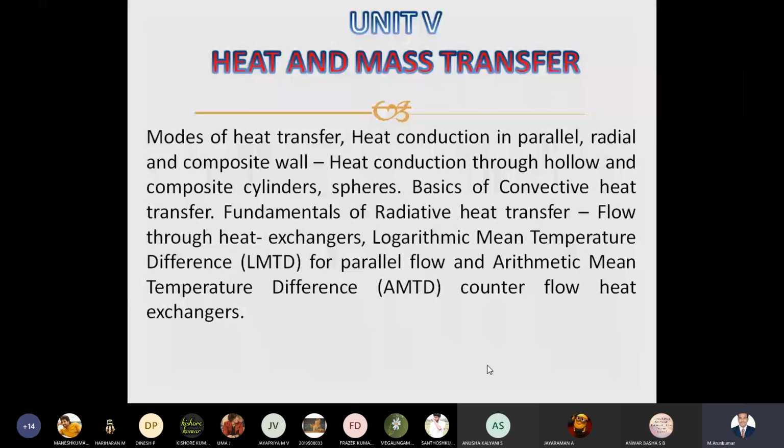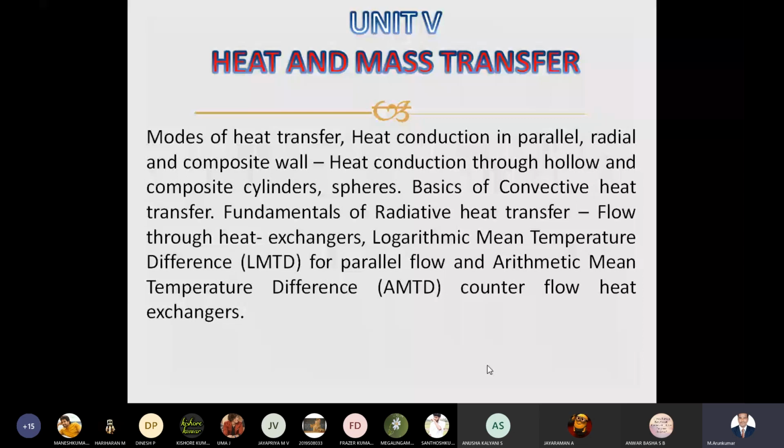Then the second part is flow through heat exchangers. In that, we have to find the LMTD, that is logarithmic mean temperature difference for parallel flow, and AMTD, that is arithmetic mean temperature difference for counter flow heat exchangers. So we will look at them one by one.